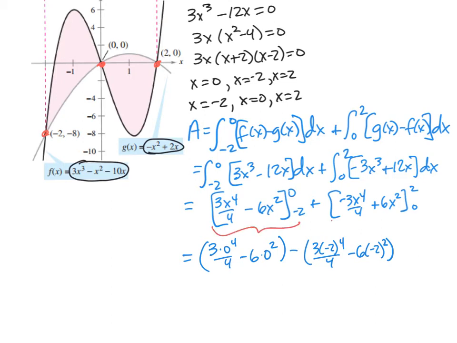Now we need to add the second part. So that's going to be plus, I'm going to evaluate our antiderivative at positive 2, so that would be negative 3 times 2 to the 4th over 4 plus 6 times 2 squared, and then minus, evaluate that same antiderivative at 0, so negative 3 times 0 to the 4th over 4 plus 6 times 0 squared.